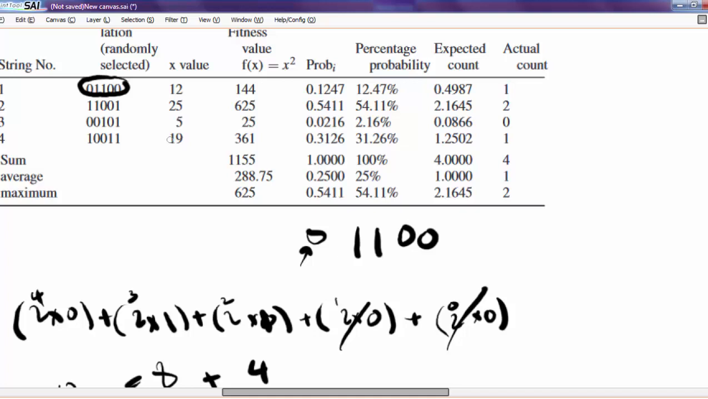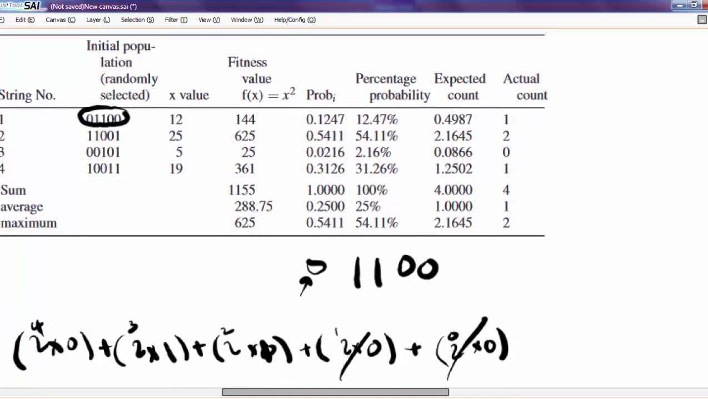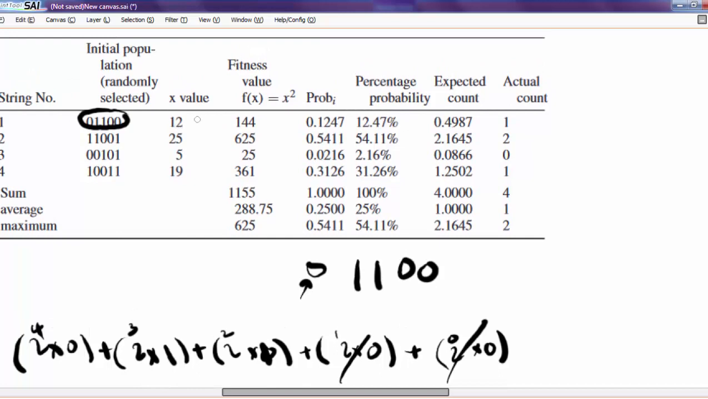Step number 3, we calculate the fitness or objective function for the entire population. We just evaluate these x values in this function and get the fitness or objective. We evaluate 12 in this and get 144, and so on. We calculate the sum for later calculation, and the average, and this is the maximum value.